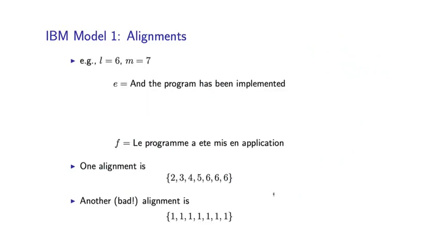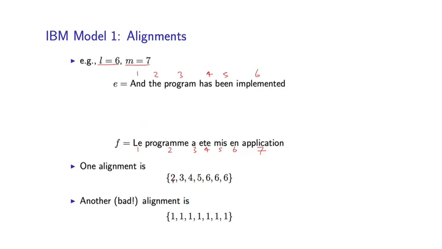So here's an example English-French sentence. In this case, the number of English words is 6, 1, 2, 3, 4, 5, 6, and so L equals 6. Number of French words is 1, 2, 3, 4, 5, 6, 7, so M equals 7. And one alignment is the following, so let's number these English words 1, 2, 3, 4, 5, 6, and the French words 1, 2, 3, 4, 5, 6, 7. And so basically an alignment is going to be a sequence of numbers, 2, 3, 4, 5, 6, 6, for example, specifying word by word in French which English word we're aligned to.